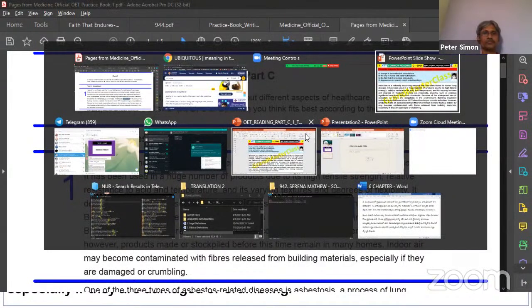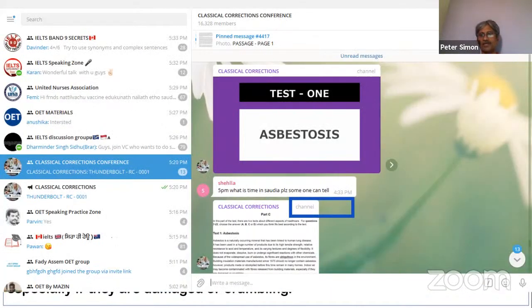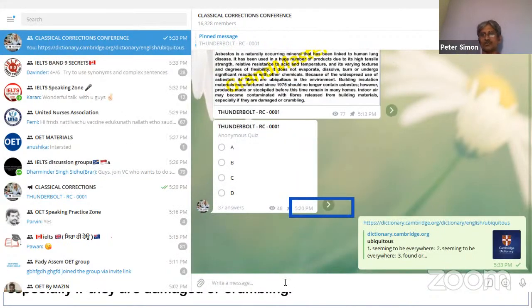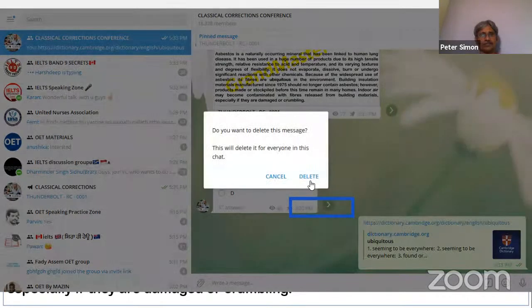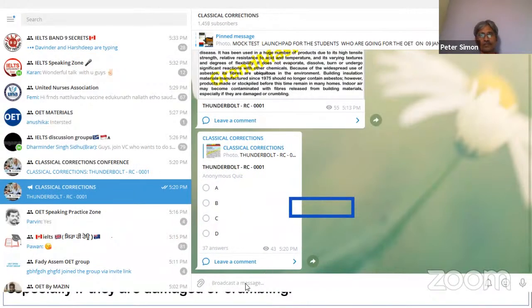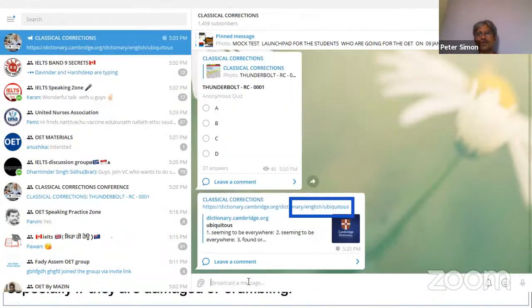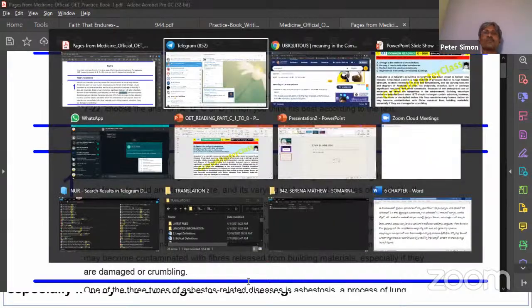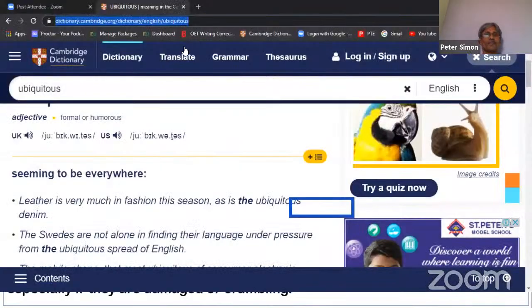So I'm placing the word here. You have learned one new word. Ubiquitous means seeming to be everywhere, meaning all the places it is present. Another word is omnipresent. Ubiquitous is a new word. In the same way, omnipresent is another new word for you.